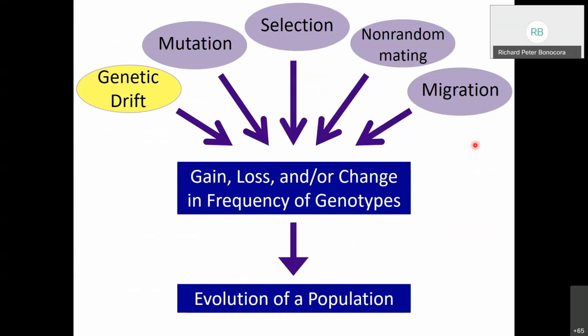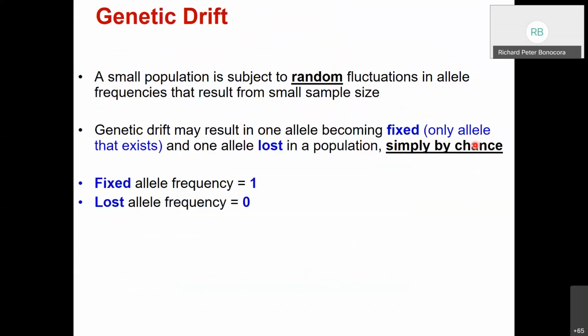And now we come to my favorite one, which is genetic drift. Genetic drift is also called random genetic drift, and the randomness is something that I've always just appreciated. And genetic drift has an effect on small populations.